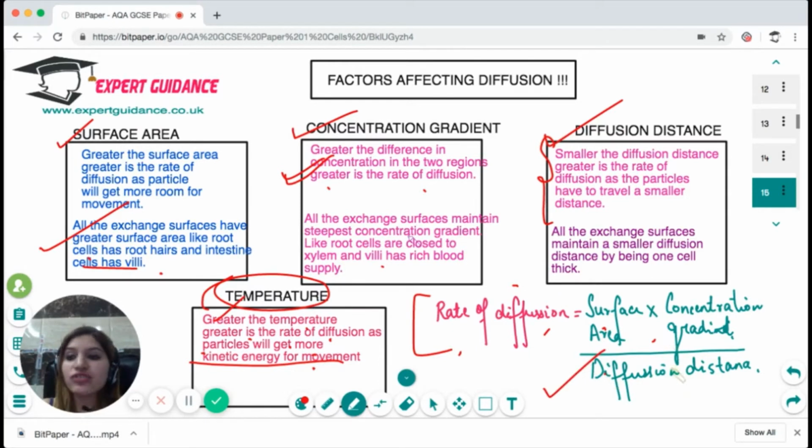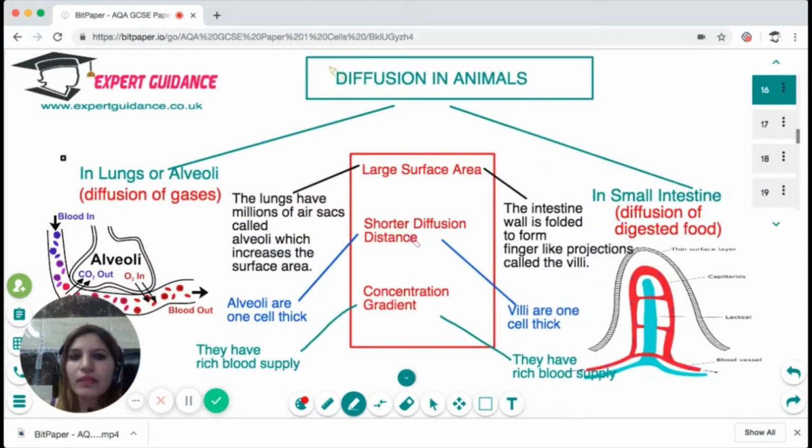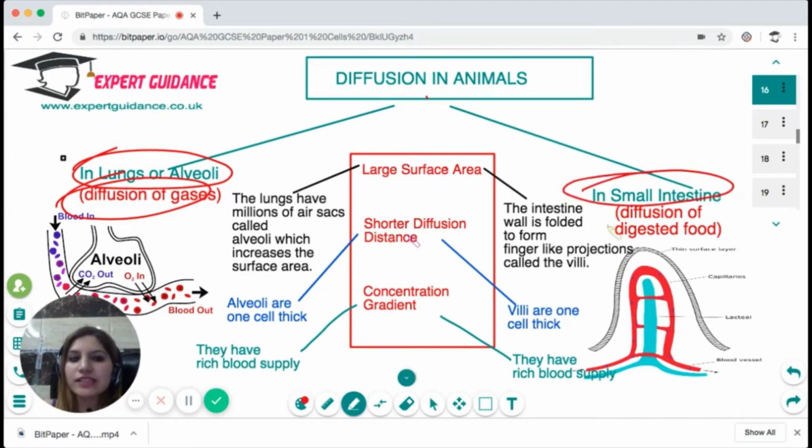And you need to remember that, because if any questions on adaptation of diffusion comes in, you need to talk about all these four factors: how that particular surface is maintaining a higher surface area, greater concentration gradient, smaller diffusion distance, and temperature. Now, there are two examples for diffusion in animals. In the lungs or the alveoli, there's a diffusion of gases that takes place, and in the small intestine, diffusion of digested food takes place.